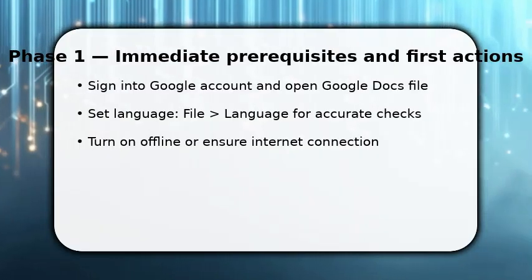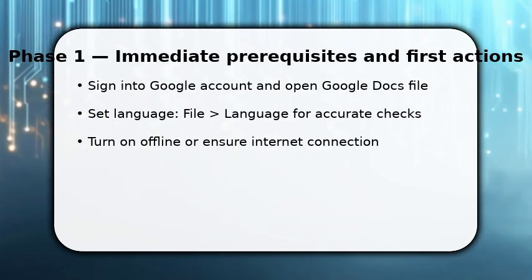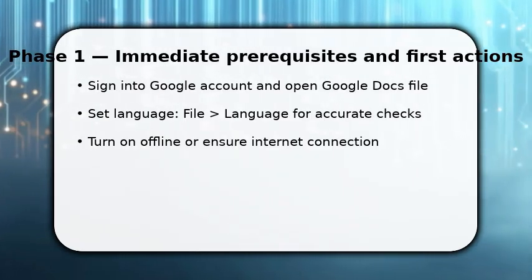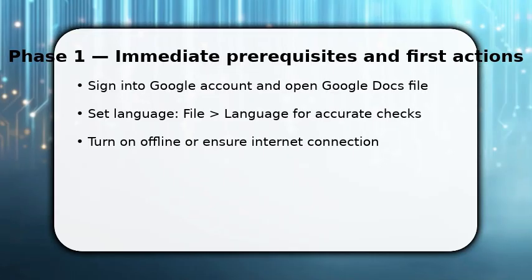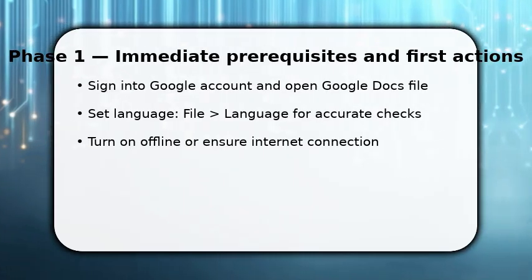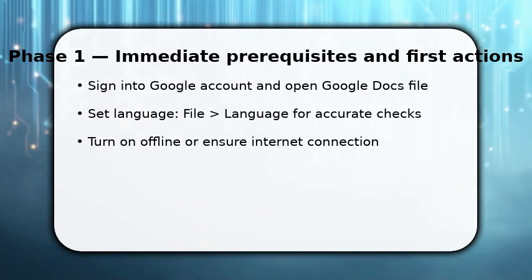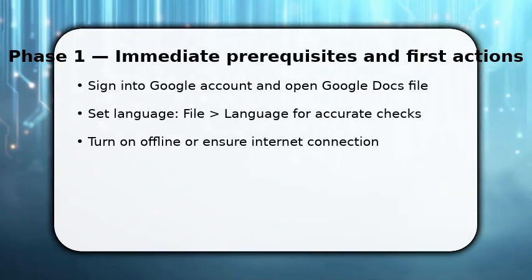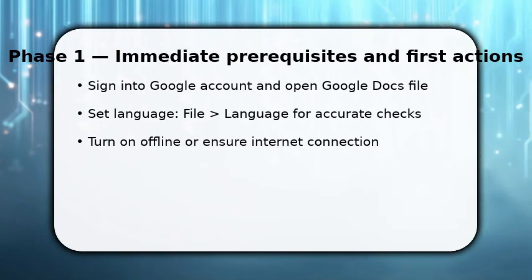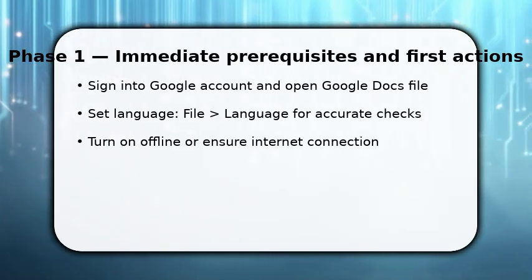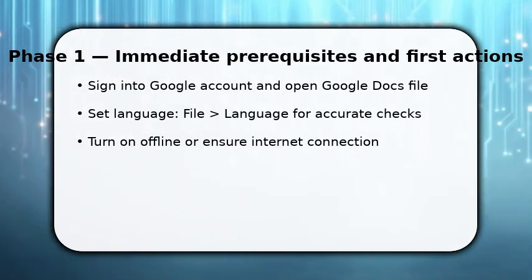You've opened the document. Make sure you're signed into your Google account so Docs can access your language settings. First, set the document language via File, Language, so spell check matches regional rules. Once done, confirm you have an internet connection. Docs uses cloud dictionaries for best results. If you plan to work offline, enable offline in Drive settings before starting.